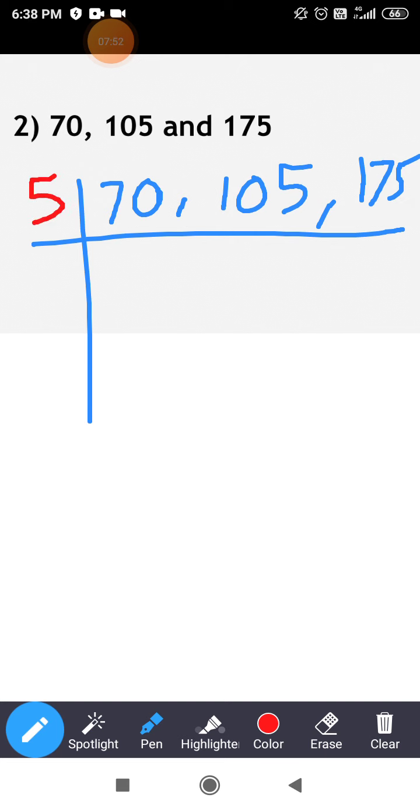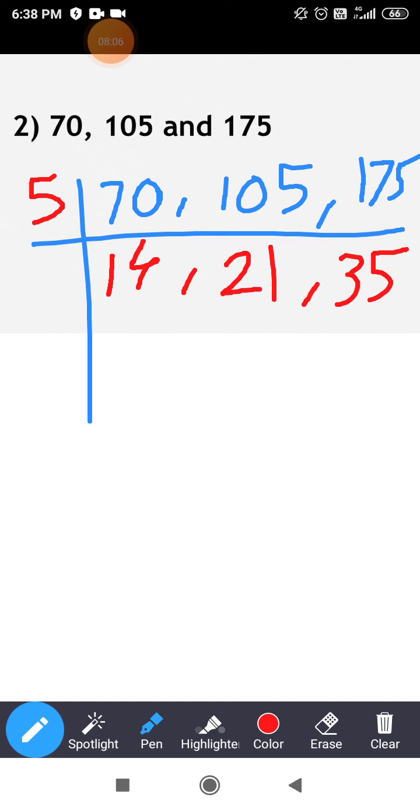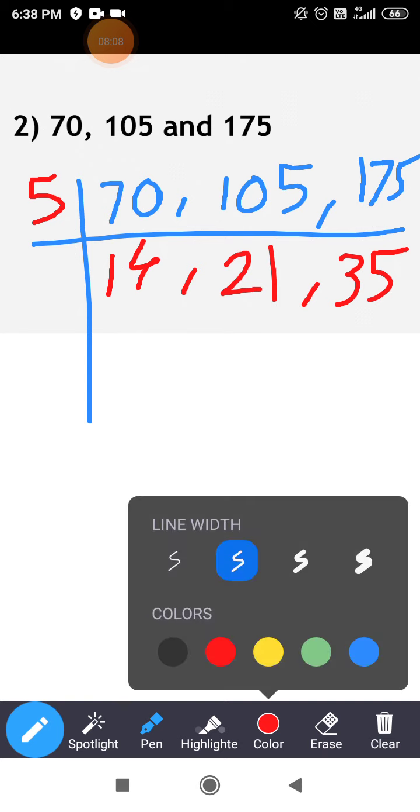When I divide 70 by 5, what is the quotient I'm going to get? 5 ones are 5 and 5 fours are 20. 5 twos are 10, 5 ones are 5. When I divide 175 by 5, 5 threes are 15 and 5 fives are 25. Okay, this much is clear.